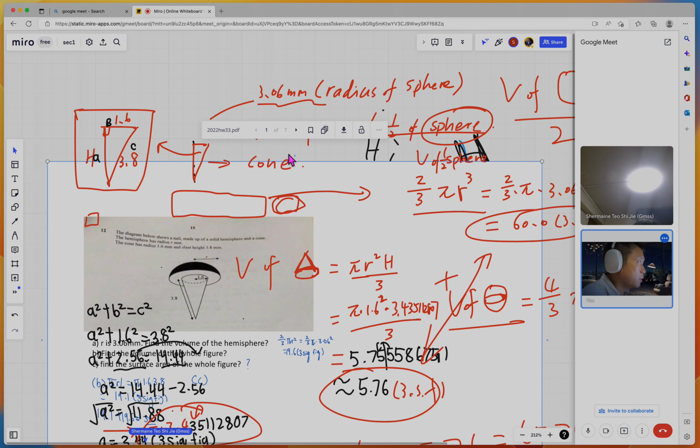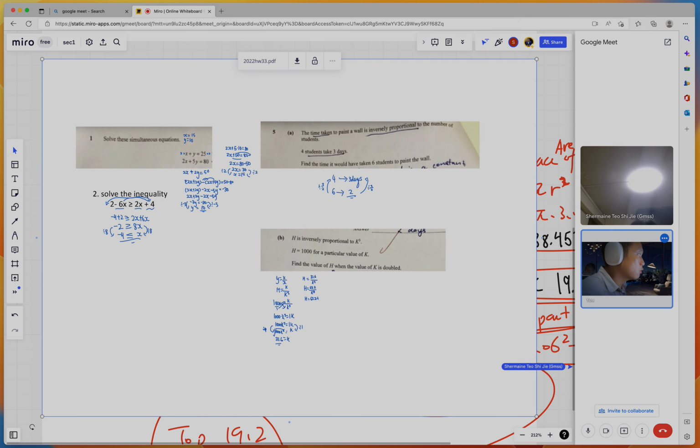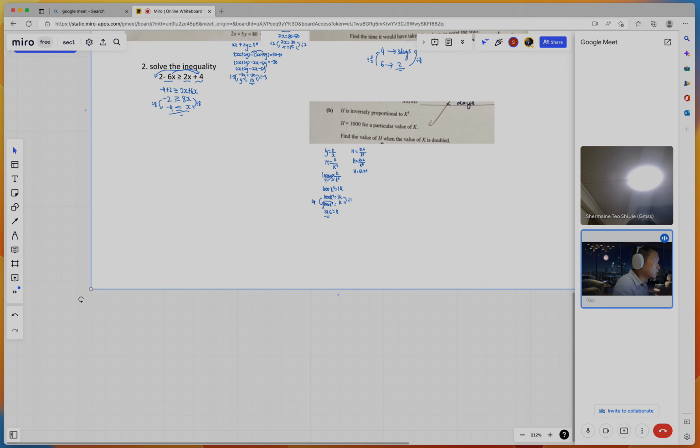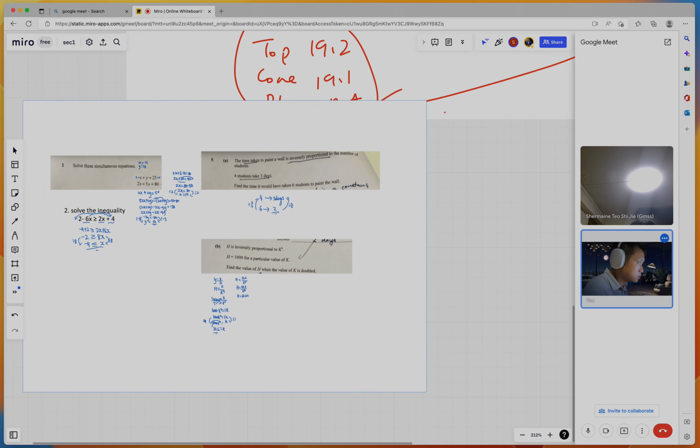So then we go to the second page. I will get the second page out, don't worry. Then I will drag it down. Okay, can you see the second page? Yeah. Okay, so that's why I like this platform, because I have it everywhere.